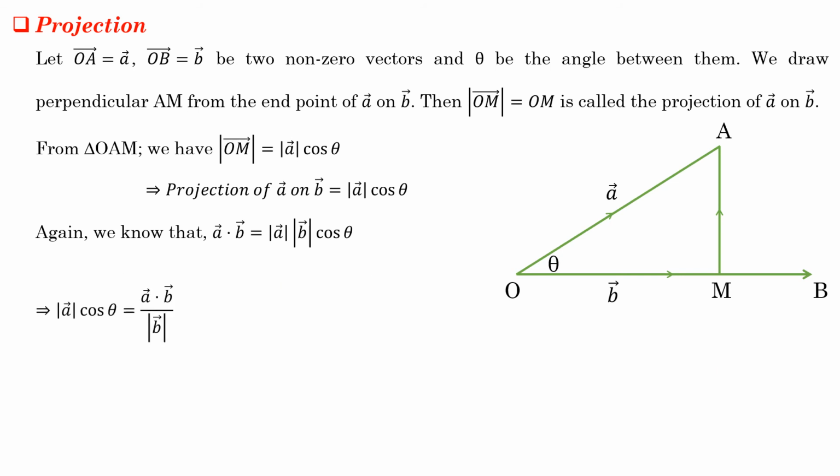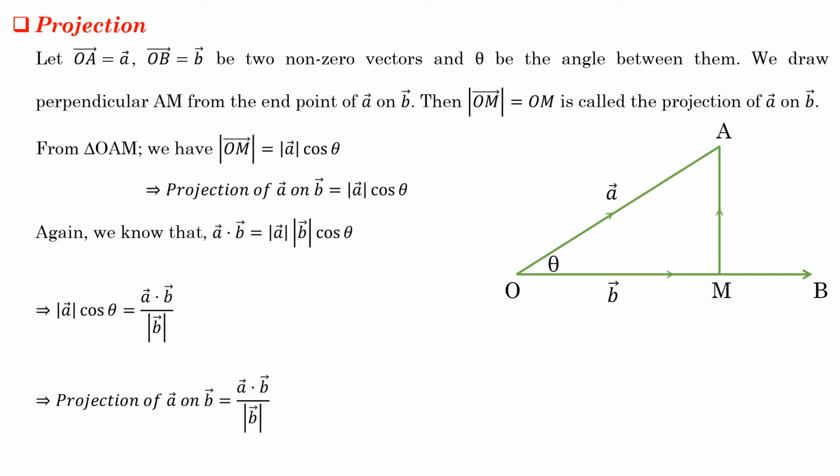You see the written line, mod a cos theta is equal to a dot b divided by mod b, and this is nothing but the projection of a bar on b bar. Because mod a cos theta gives us the projection of a bar on b bar. This is very important. Frequently in your exam, these types of problems were asked in earlier years, and it may also be asked in your final exam.